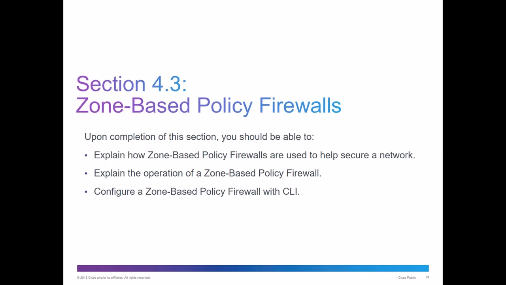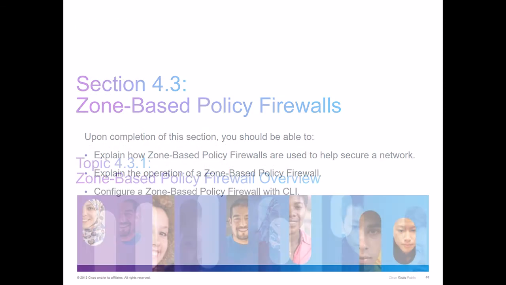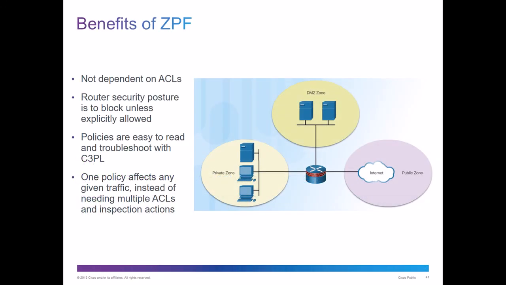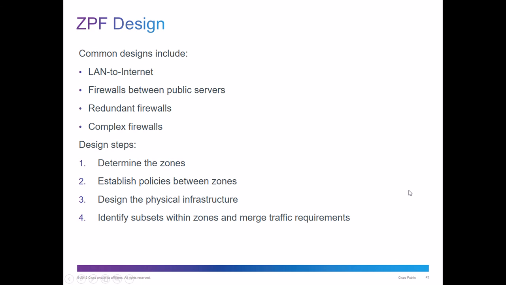All right, so let's take a look finally at the zone-based policy firewall. They're not independent of ACLs, but if you have ACLs, they'll still be working. It's probably best to just do it for zones, especially if you have a private LAN going to the internet. Okay, LAN to internet, right?